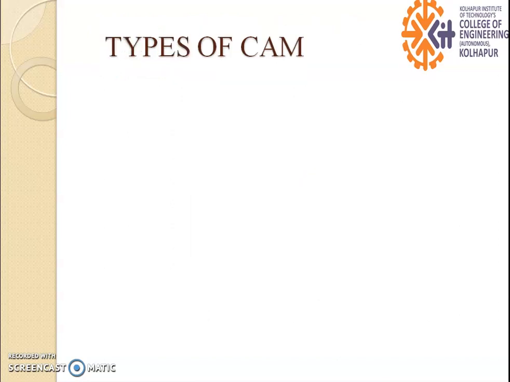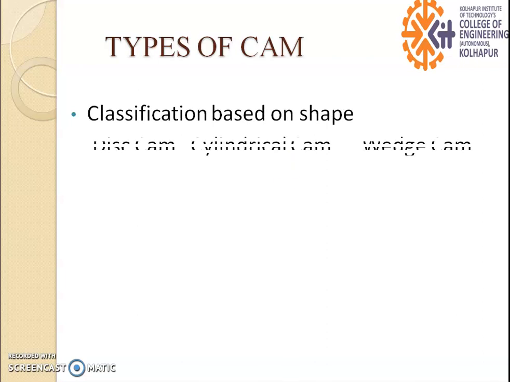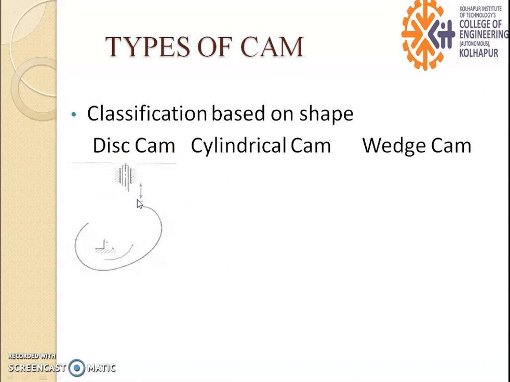Next point, types of cam. Classification of cam based on shape. There are three different types of cam: disc cam, cylindrical cam, and wedge cam. We will learn one by one. Disc cam.